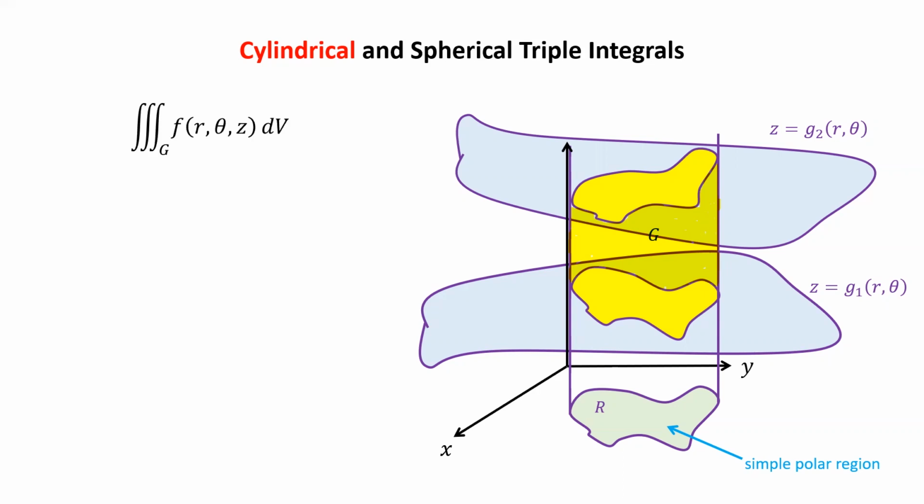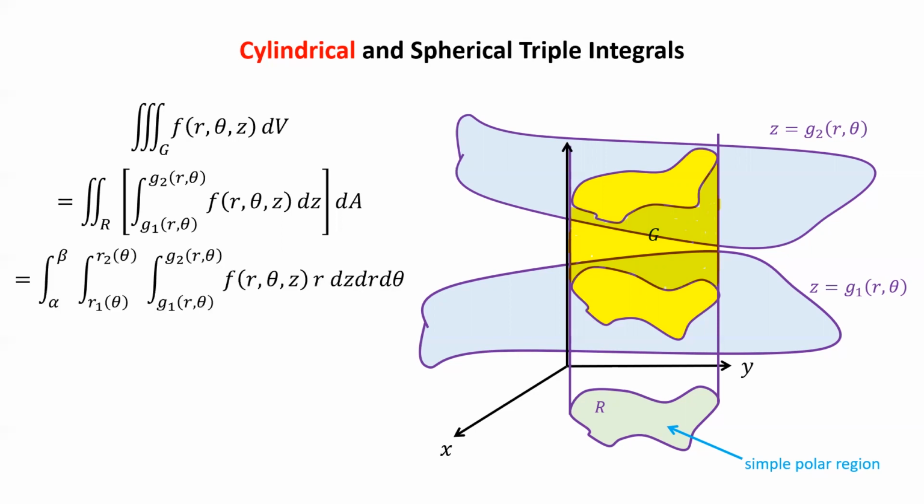In this case, to evaluate the triple integral over the solid G of f of r theta z dV, we can change this to an iterated integral by taking the double integral over R of the integral from g1 of r theta to g2 of r theta of f of r theta z dz dA. Now, when we change this to a full iterated integral, we get the integral from alpha to beta, the integral from r1 of theta to r2 of theta, the integral from g1 of r theta to g2 of r theta, f of r theta z, r dz dr d theta.